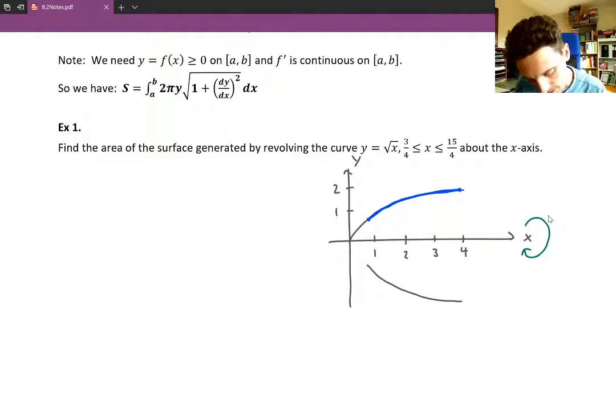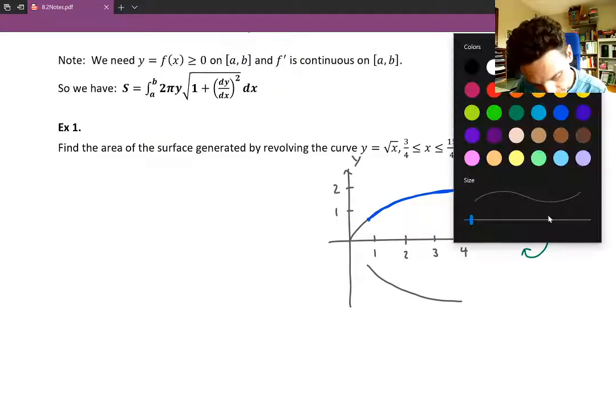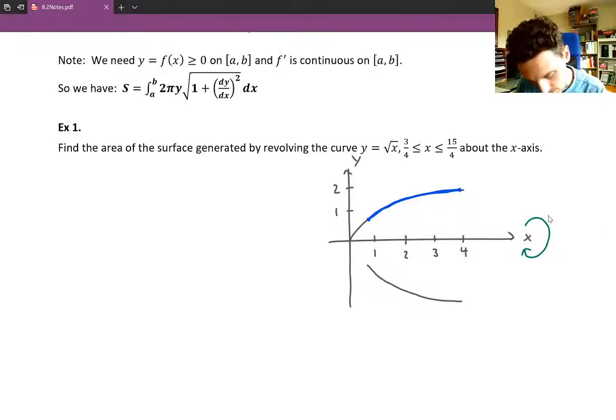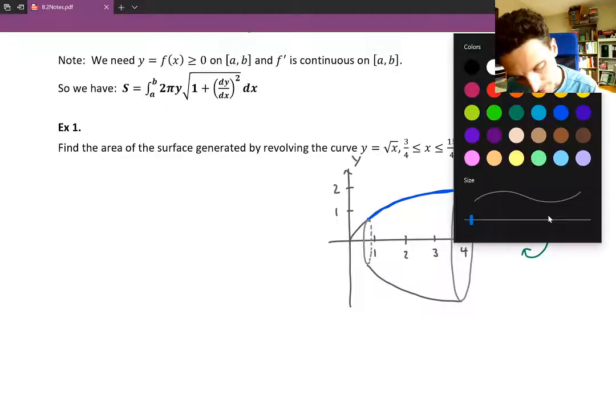And then accompany that with some little rotation kind of marks at the start and the end of our interval. All right.